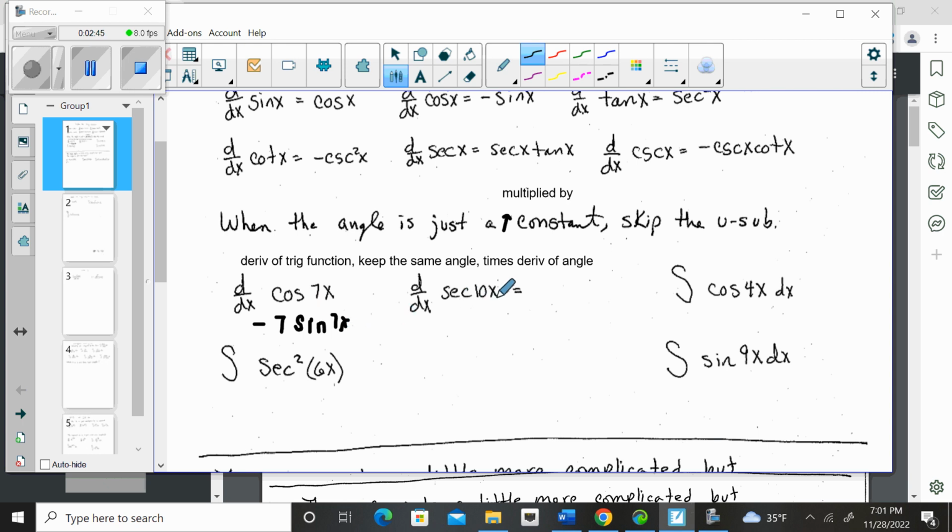Now for secant, the derivative of secant is secant tan. So the answer here would be, we want to put the constant in front. So when we take the derivative of the angle, it ought to go in front. So derivative of the angle is going to be 10. And then I look at, okay, what's the derivative of secant? And it's secant tan, but the angle stays exactly the same. So secant 10x tan 10x.